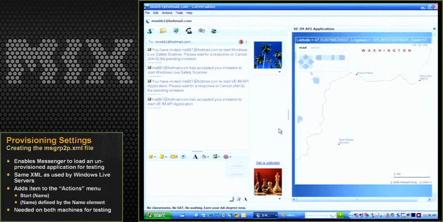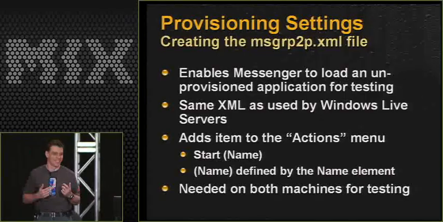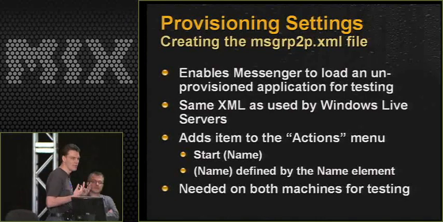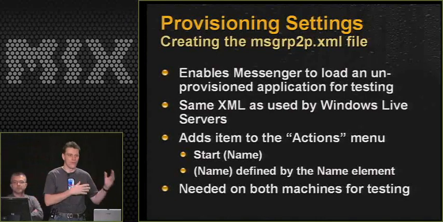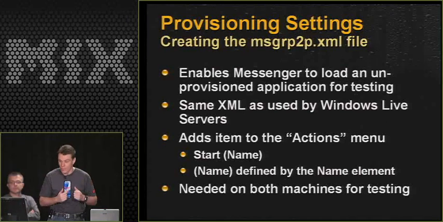So the provisioning steps: the MSGR P2P XML file enables you to test an unprovisioned activity application. It's the same XML that's used by Windows Live servers. In fact, when we ask you to provision, you actually send that file to us. It's the same file. So it's actually a really simple process here. We don't want you to create a new file or us to create a new file. We just say, what's your file?